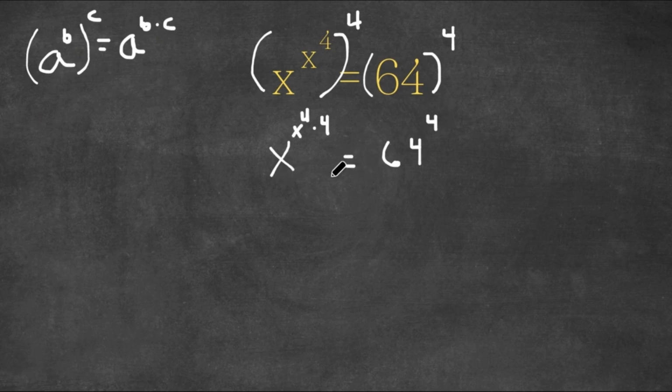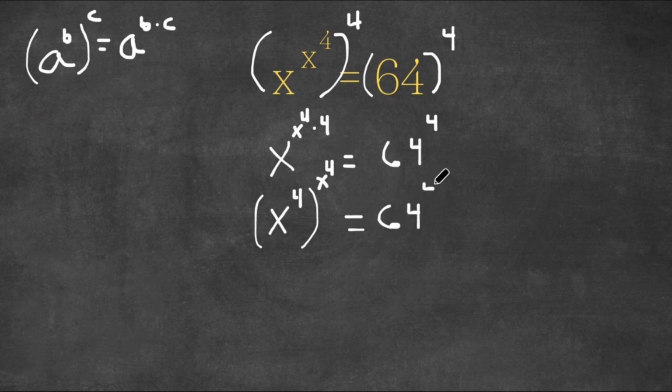Now, what I'm going to do is switch this so that it's in the form x to the power of 4 to the power of x to the power of 4. As you can see, all I did was switch the order. Before it was x to the power of x to the power of 4 to the power of 4, and I simply switched the order of 4 and x to the power of 4, and that is completely legal. And this is still equal to 64 to the power of 4.